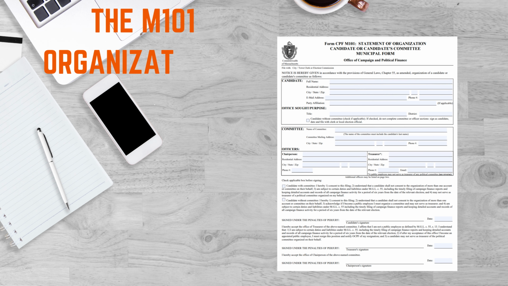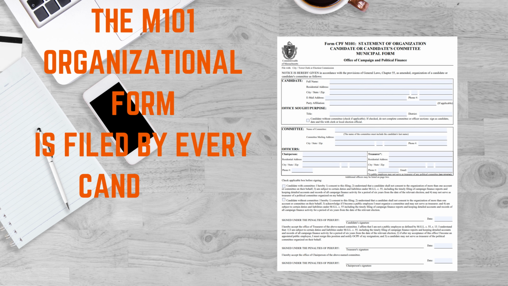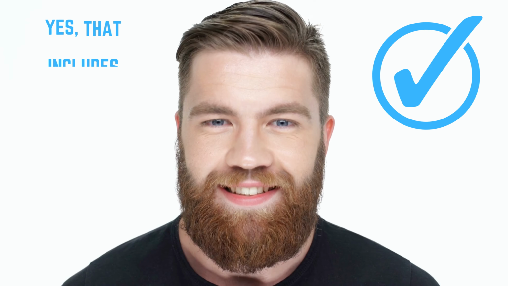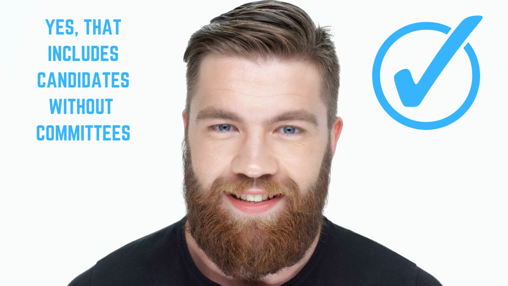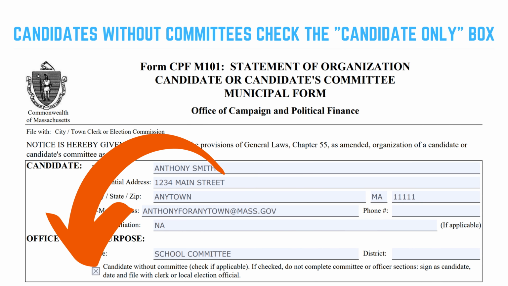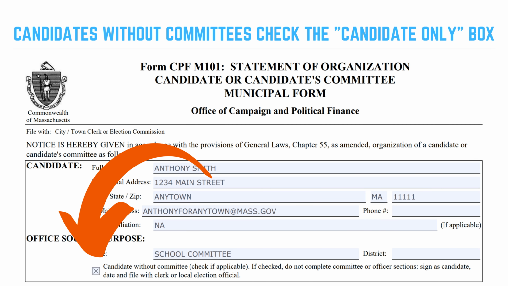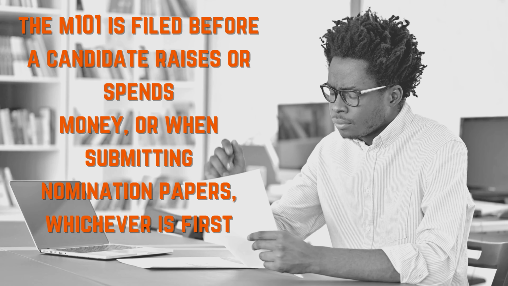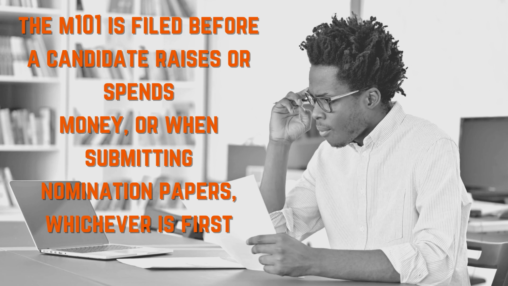The M101 organizational form is filed by every candidate who appears on your ballot. Yes, that includes candidates without committees. Candidates without committees check the candidate-only box. The M101 is filed before a candidate raises or spends money, or when submitting nomination papers, whichever is first.